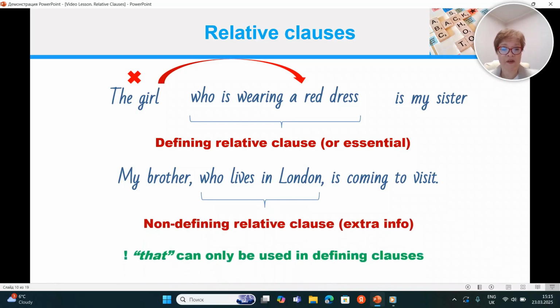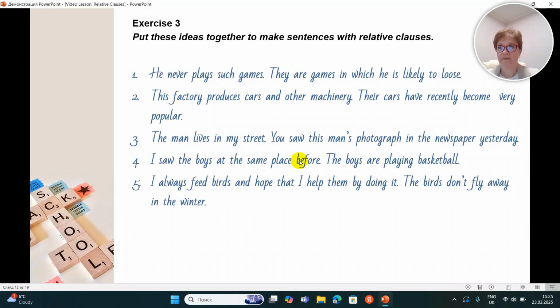Mind, please, that the word that can only be used in defining clauses. Once again, let's have some practice. You are given exercise 3 now. Put the ideas together to make sentences with relative clauses. If you need, as usual, you may pause the video because after that I'm going to show you the answers.